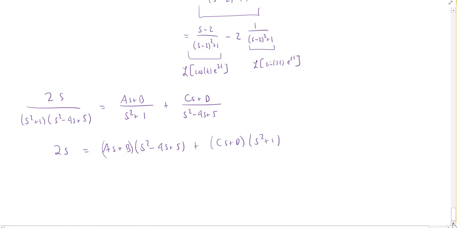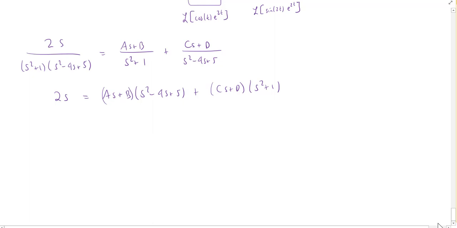All right, I don't know that there's going to be any real simple way to do this, so let's just expand it. The highest power is going to be an s cubed. Let's start there. I have no s cubes on the left. On the right, I'll get a times s squared, that's a s cubed, and then c times s squared, so plus c s cubed. So a plus c equals 0, which means c is negative a.